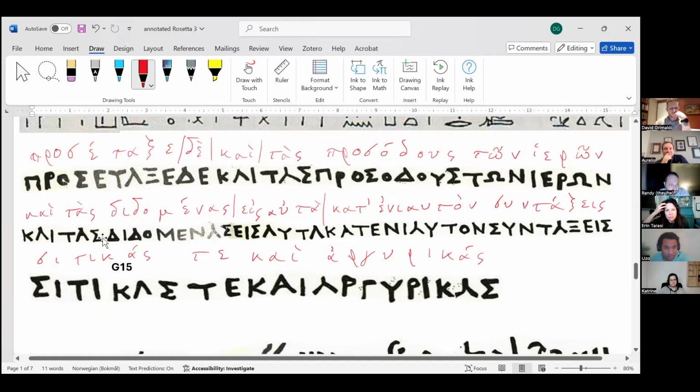Kai tas di dominas. Is that going to be then silver, or is that a new word? Yeah, that's a verb that means to give. It's a participle from the verb to give. Oh. And it's in the passive voice. And these they gave to him. So the tas here is an article, so it has to go with a noun, and it basically comes at the end of the sentence.